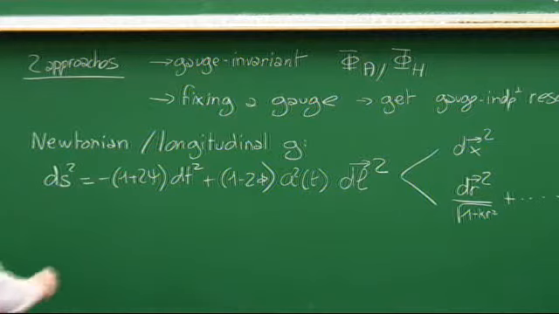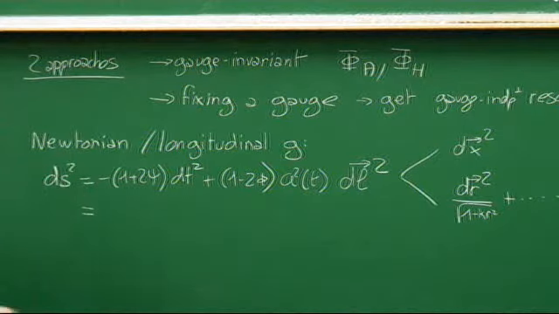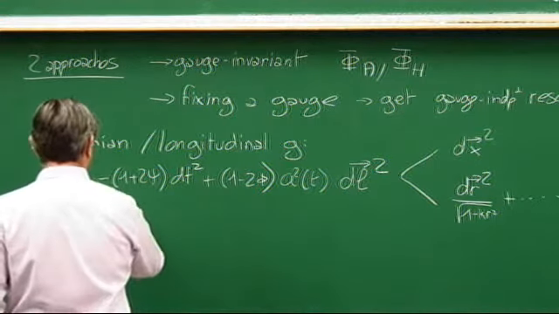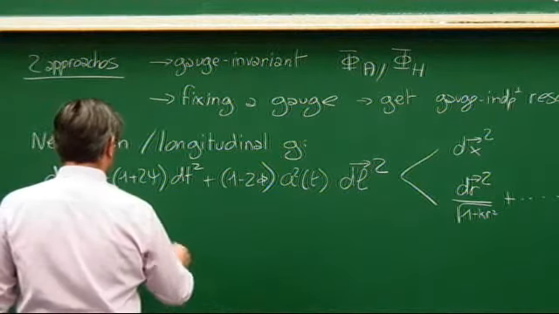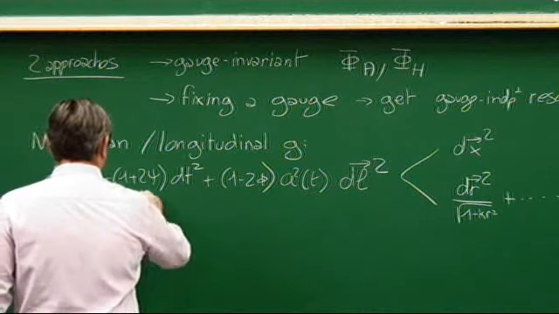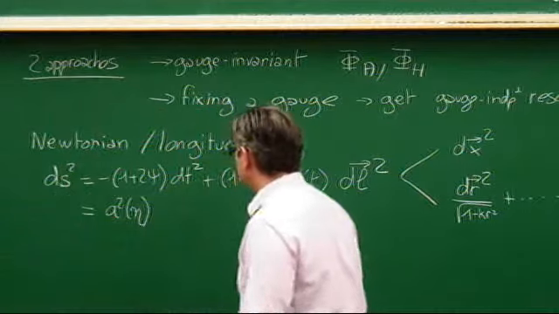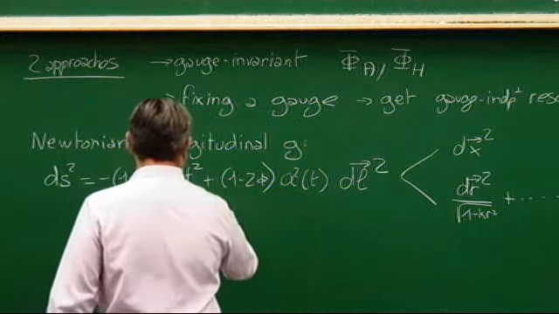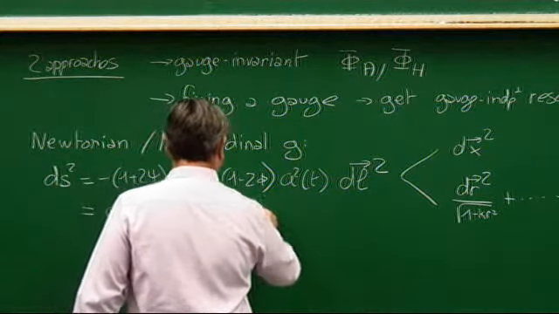I can write this line element in terms of another definition of time, conformal time. This is not a gauge transformation. Redefining time does not change the set of constant time hypersurfaces. So a redefinition of time is something completely trivial. And if you use conformal time, you can write this metric as the scale factor with respect to conformal time squared times this.